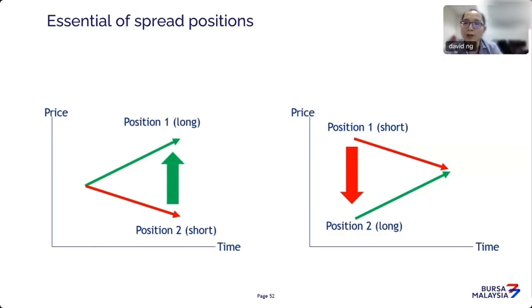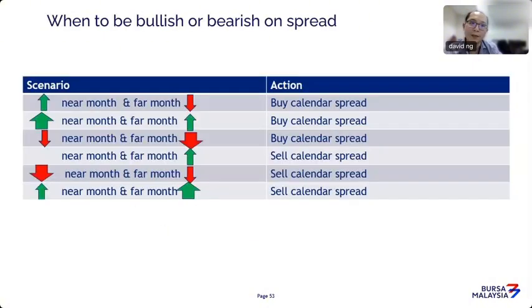So ultimately, the view for taking a spread position is determined by how you see both calendar months behaving, whether October is moving faster or whether November is moving faster, or vice versa. That's how you position your trade accordingly based on the spread market. So when to be bullish or bearish all depends on how you see both intermonths compare.